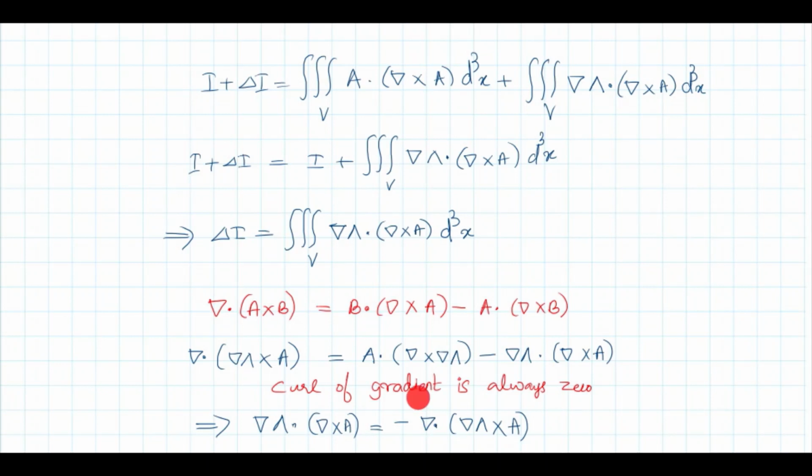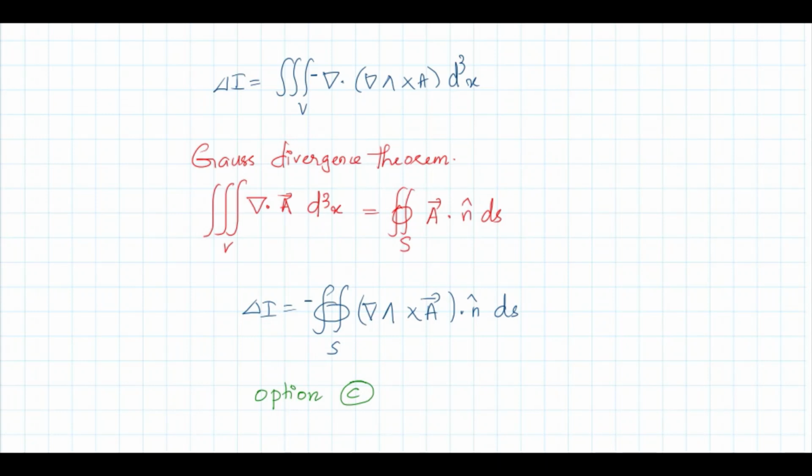Again, curl of gradient is always 0. So this term will vanish. Del cross del lambda will vanish. Therefore, I can write this term, negative term, you have to take it to the left hand side and this you take it to the right hand side. Therefore, del lambda dot del cross A is minus of del dot del lambda cross A. You can substitute for this quantity as minus del dot del lambda cross A.